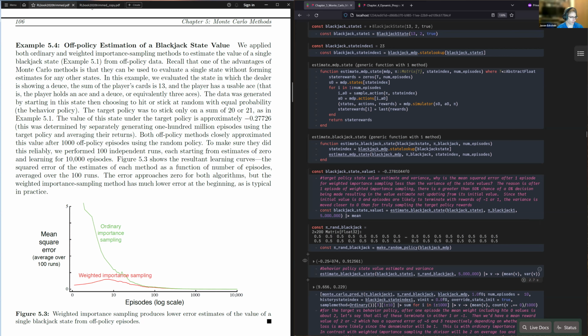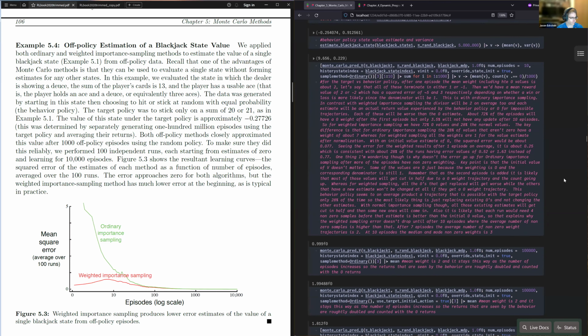And here is what the value of the state is with the random policy. It's actually a higher value, I guess, because the random policy is actually a little better than the target policy here. We saw earlier that the decision to hit on sums like 18, 19 is pretty bad. So that's why the value is higher for the behavior policy.